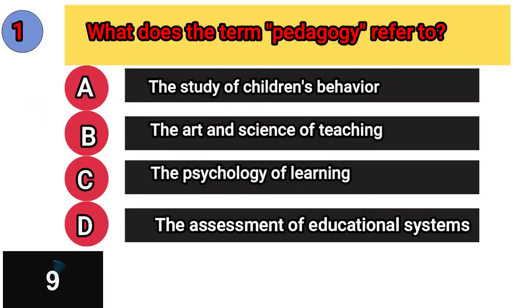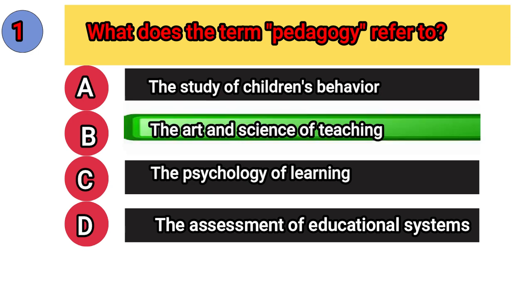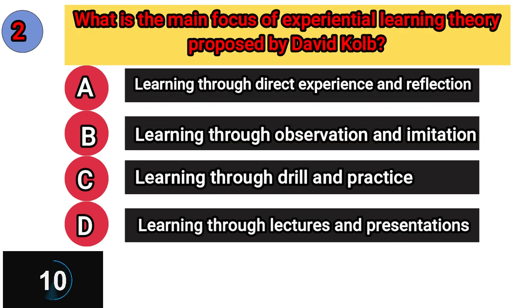What does the term pedagogy refer to? The study of children's behavior, the art and science of teaching, the psychology of learning, the assessment of educational system. What is the main focus of experiential learning theory proposed by David Kolb? Learning through direct experience and reflection, learning through observation and imitation, learning through drill and practice, learning through lectures and presentations.